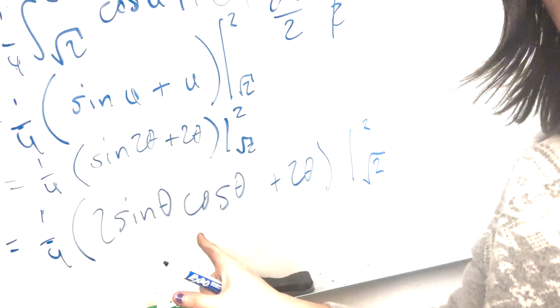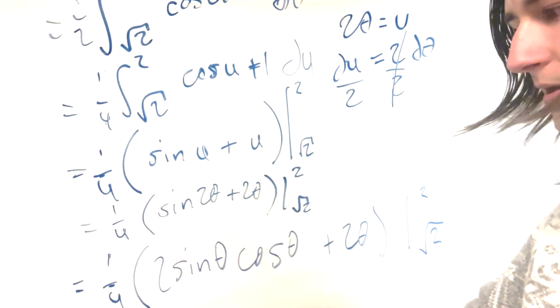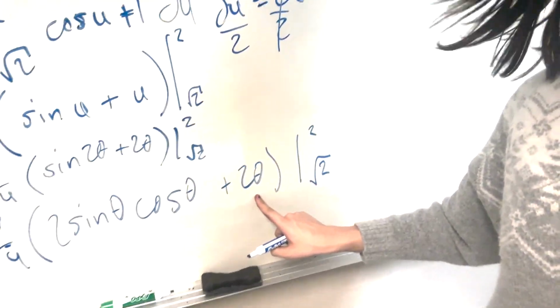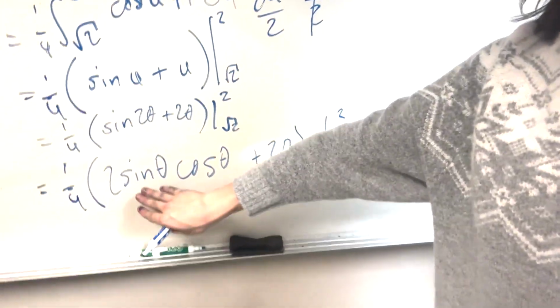I promise I'll show you in a second. I just need to write this out somewhat quickly. We have the sine 2 theta ends up being 2 sine theta cosine theta, and then we just had our plus 2 theta.